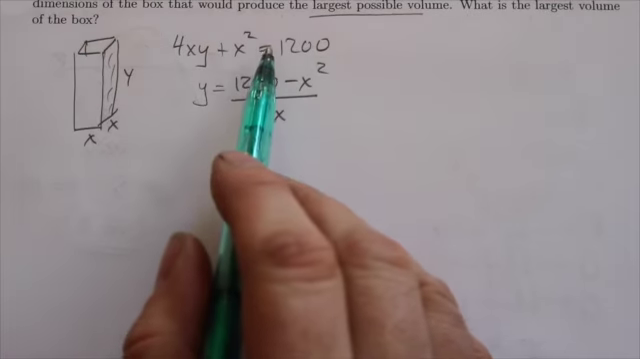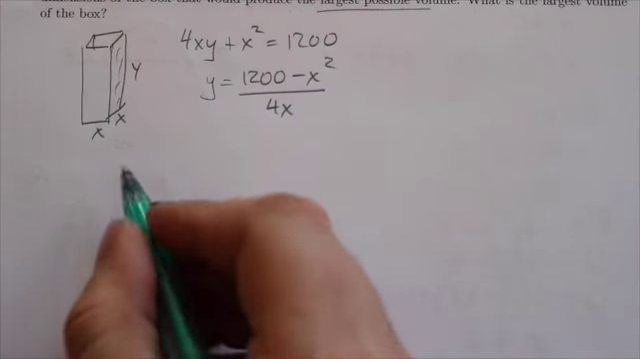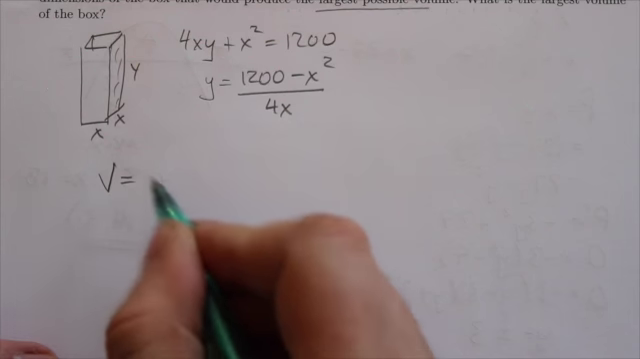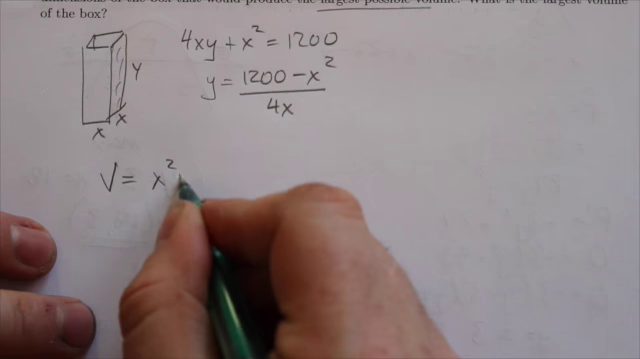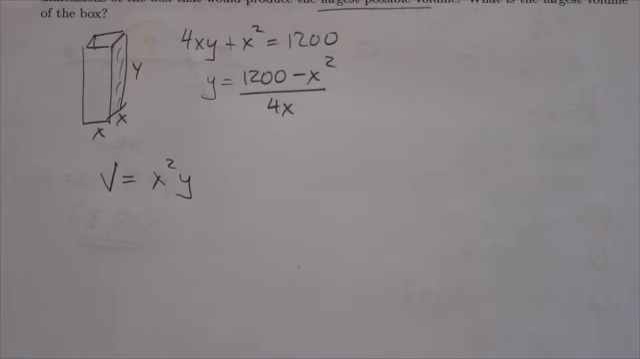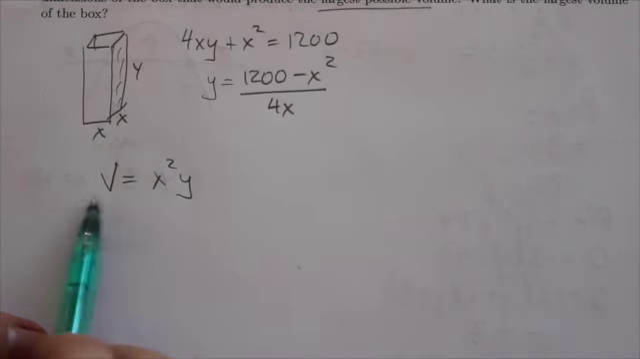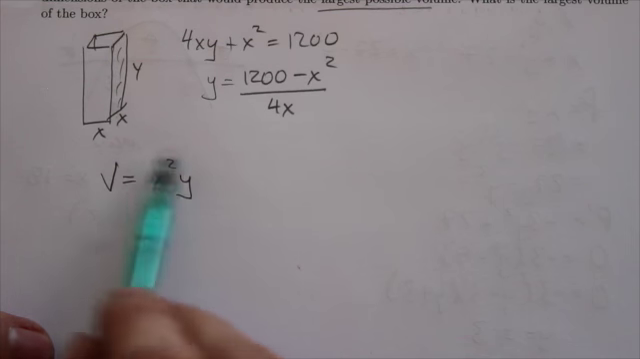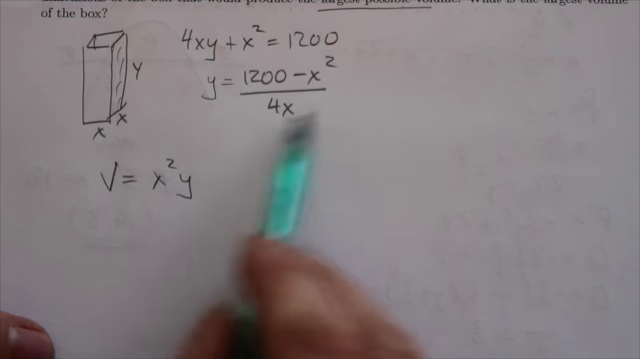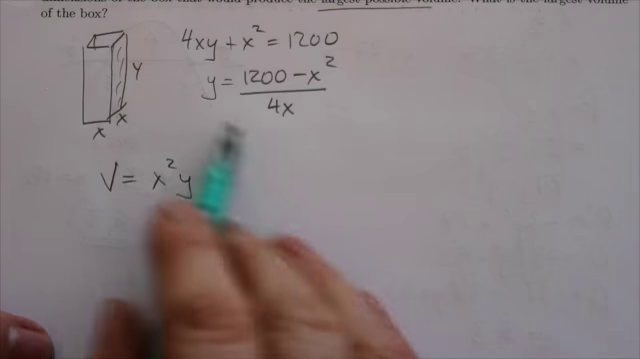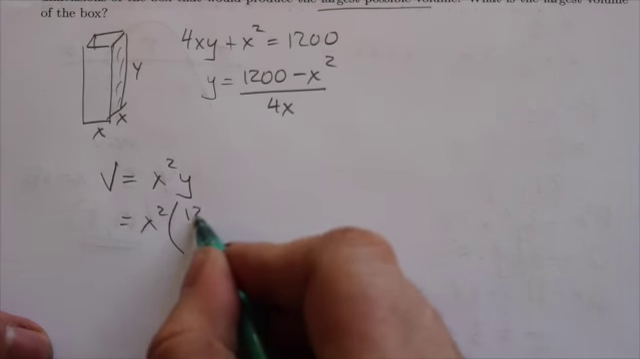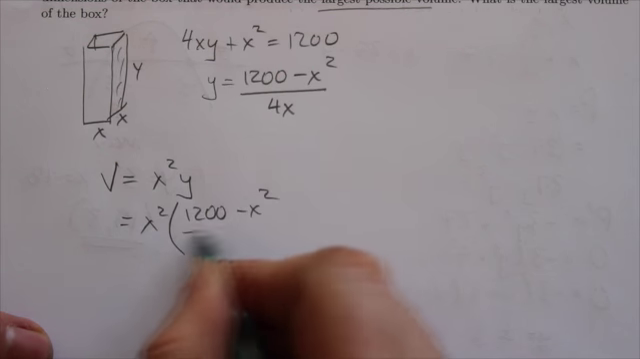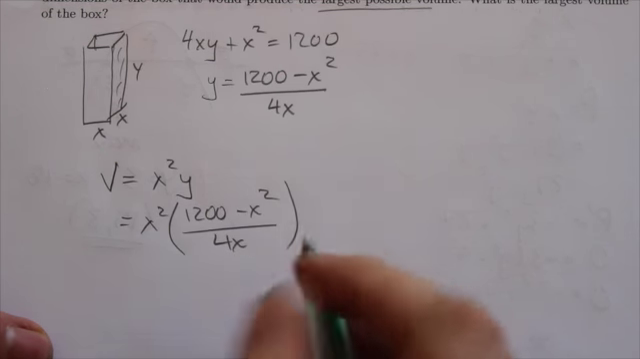Now, I need to maximize volume, largest possible volume. Well, volume is length times width times height. So in this case, it's going to be x squared times y. And here it is. I want to maximize this. I'm going to take the derivative. Got too many variables there, so I'm going to replace y with the expression that I have just above it. So this will become x squared times (1200 minus x squared) over 4x.